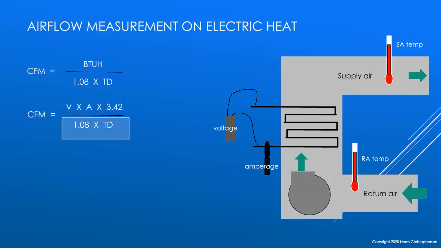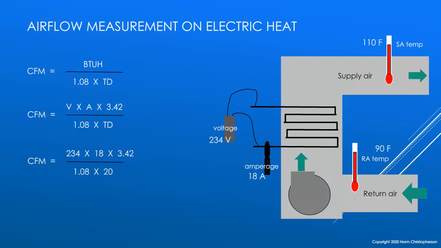On the bottom half of our equation, we will multiply the factor 1.08 by the measured temperature differential of the air. Finally, we will divide the BTUH by the result of the bottom of our equation to obtain the airflow in CFM. We now see that we have some values. Notice that we have a return air temperature of 90 degrees and we have 110 degree supply air temperature, giving us a 20 degree air temperature differential.